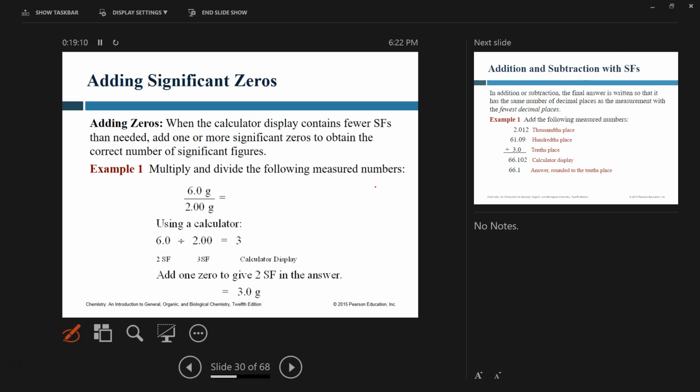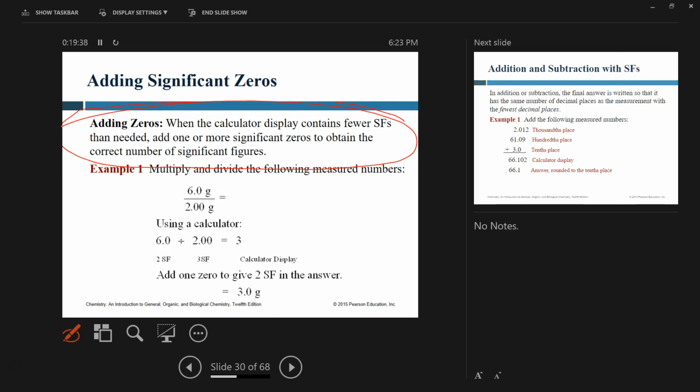Now with addition. What if a calculator gives fewer significant figures than you need? If you multiply 6 by 2 on the calculator, which I hope you won't, what's going to be the answer? 6 multiplied by 2. 12.